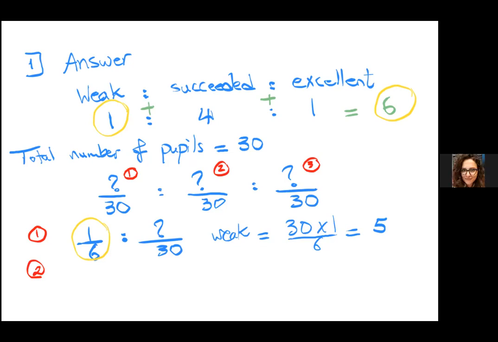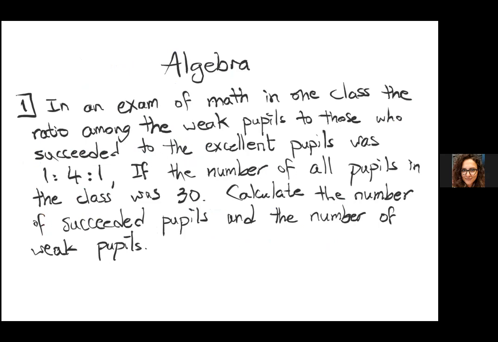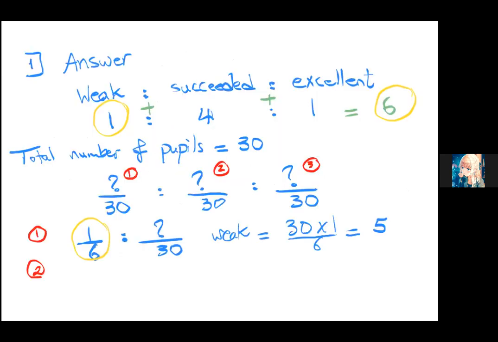Let's go back to the problem. So, weak pupils, you have keywords in any wording problem. Weak students, it's the first category, so it takes the 1 respectively. And then succeeded students, it's 4. And then excellent students, it's 1. This is where I got the information.